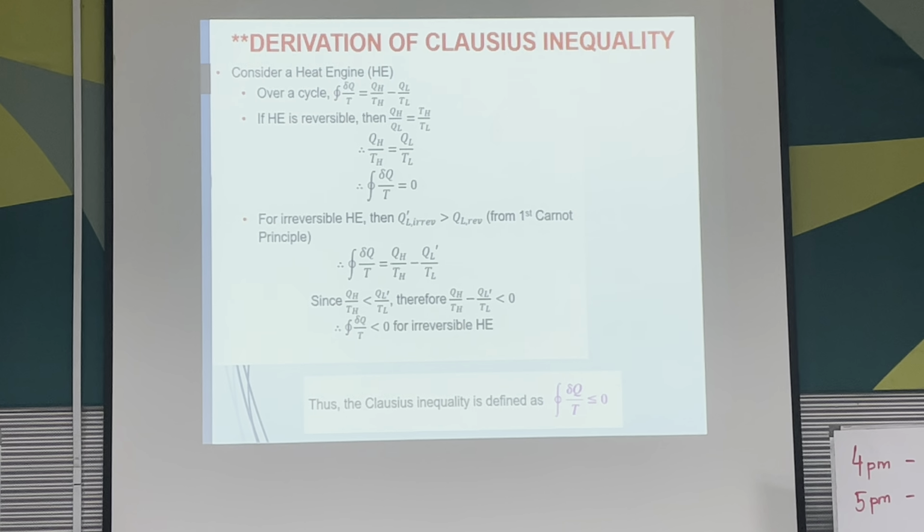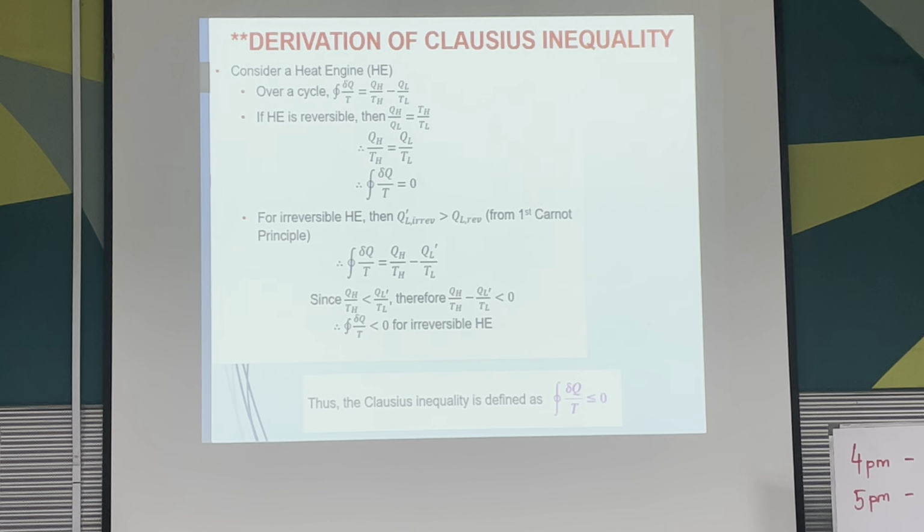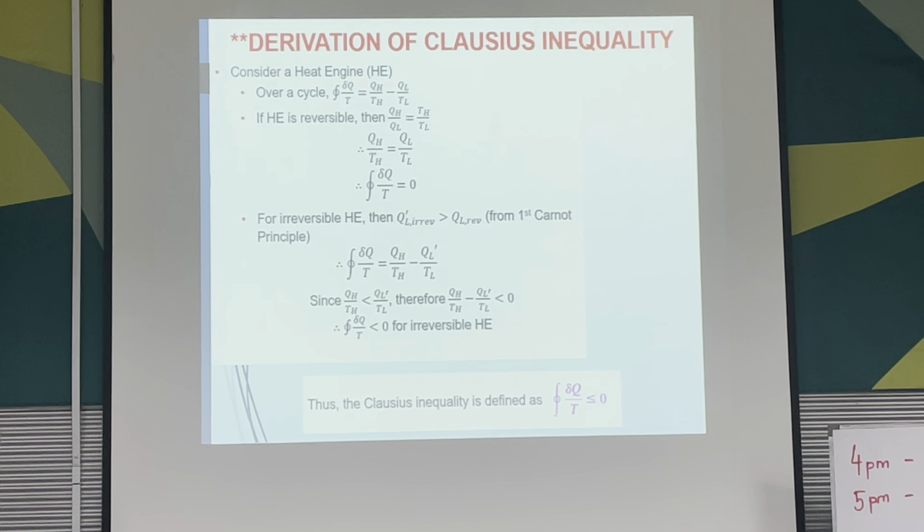Alright, so here we try to prove what was mentioned just now, which is that the cyclic integral of delta Q over T is always equal to or less than 0. So consider a heat engine. Do you still remember what a heat engine is? Something that generates work from heat energy. So that's what we call a heat engine.